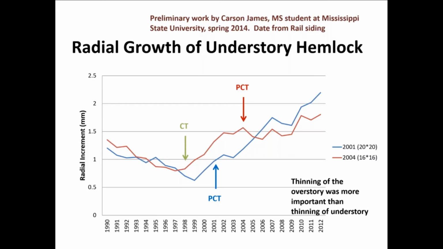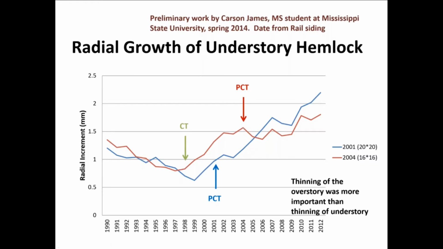So Carson James was a master's student at Mississippi State who came out here one summer and collected some additional data. One question people often ask is, what can we do with the understory hemlock? A lot of times you get a lot of understory hemlock, and the Ranger District had tried doing some pre-commercial thinning. So Carson went in adjacent to one of our stands. We had a stand called Rail, and the district went in. They had another area called Rail Sighting, and they did some understory thinning at 2 different stands.